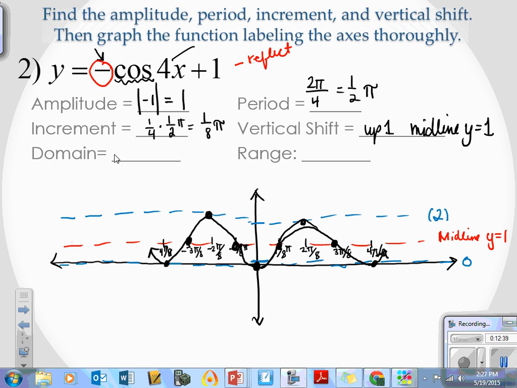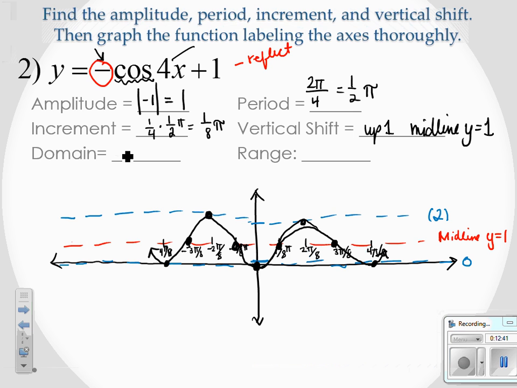And the domain would be x such that x equals all reals. And my range is from 0 to 2. So y is less than or equal to 2, but greater than or equal to 0.